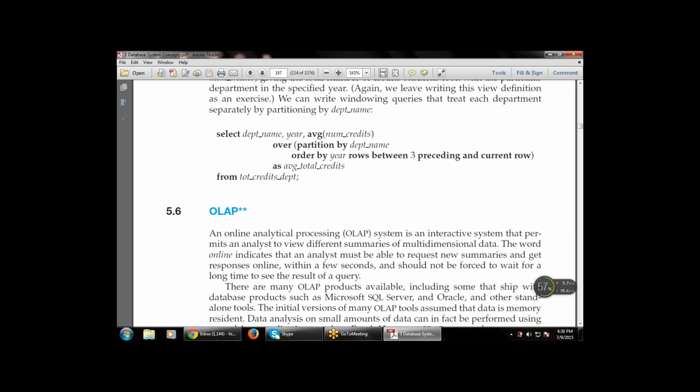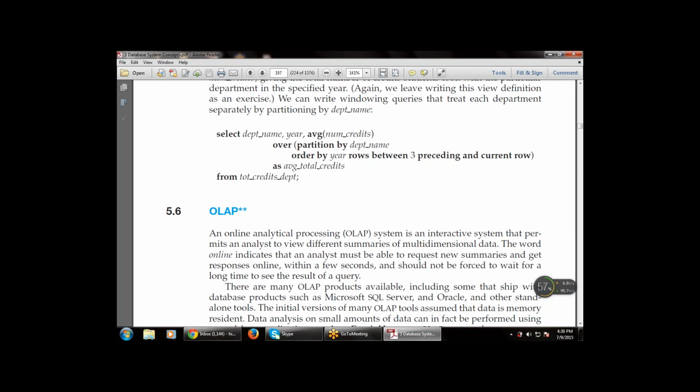The word online indicates that an analyst must be able to request a new summary and get the response online. So everything is done online within a few seconds, without having to wait a long time to receive the result of a query. There are many OLAP products that are also available.